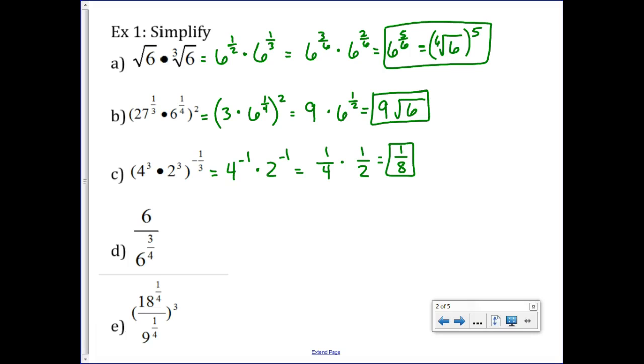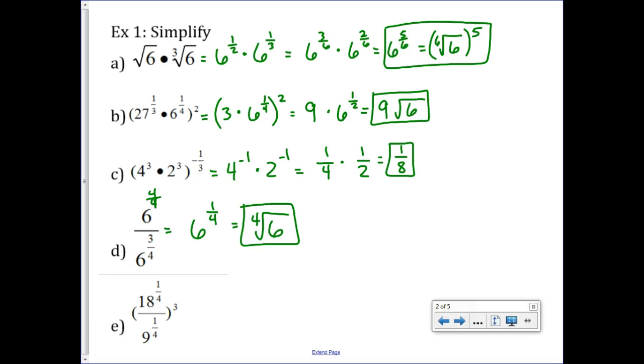All right, then I have 6, and I'm going to go ahead and put a 1 up here. We don't have to write it, but that's helpful. Over 6 to the 3/4. So when I divide, I'm subtracting the exponents. So I have 1, or I could change that 1 to 4/4 if I wanted to. So 4/4 minus 3/4, I have 6 to the 1/4. You could leave that as 6 to the 1/4, or you could rewrite that as the 4th root of 6. Either one of those would be fine.